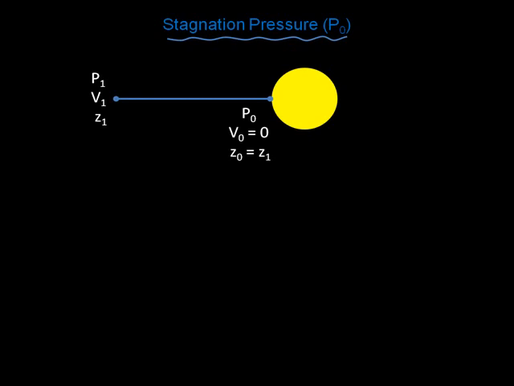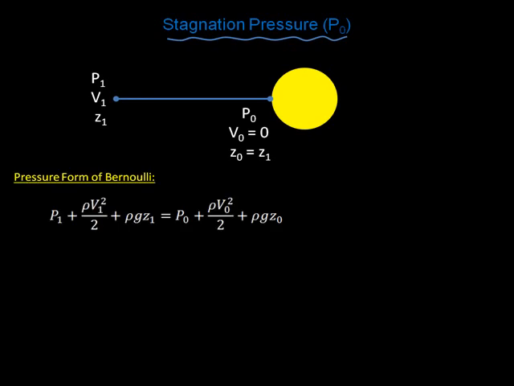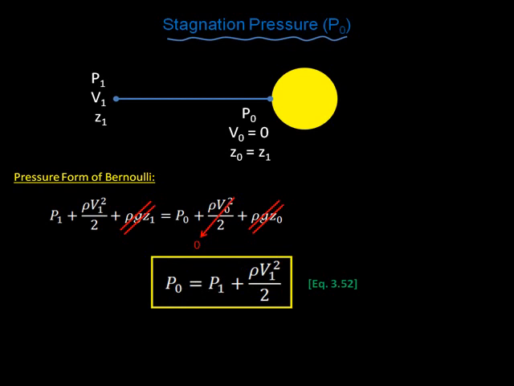and I'm going to label at that stagnation point the stagnation pressure, which is P0, the velocity, which is 0, and then the elevation, which you can see is the same as 1, so those are equal. So if I again take the pressure form of the Bernoulli equation and say, hey, velocity at the stagnation point is 0, that's where that fluid comes to 0 isentropically. That term goes to 0, and if I realize that the elevation is the same, Z0 and Z1 are the same, then they'll just cancel out from both sides of the equation. So what I'm left with is what's called stagnation pressure, and stagnation pressure is my static pressure plus my dynamic pressure, and that's equation 3.52, which is also on your reference data card.